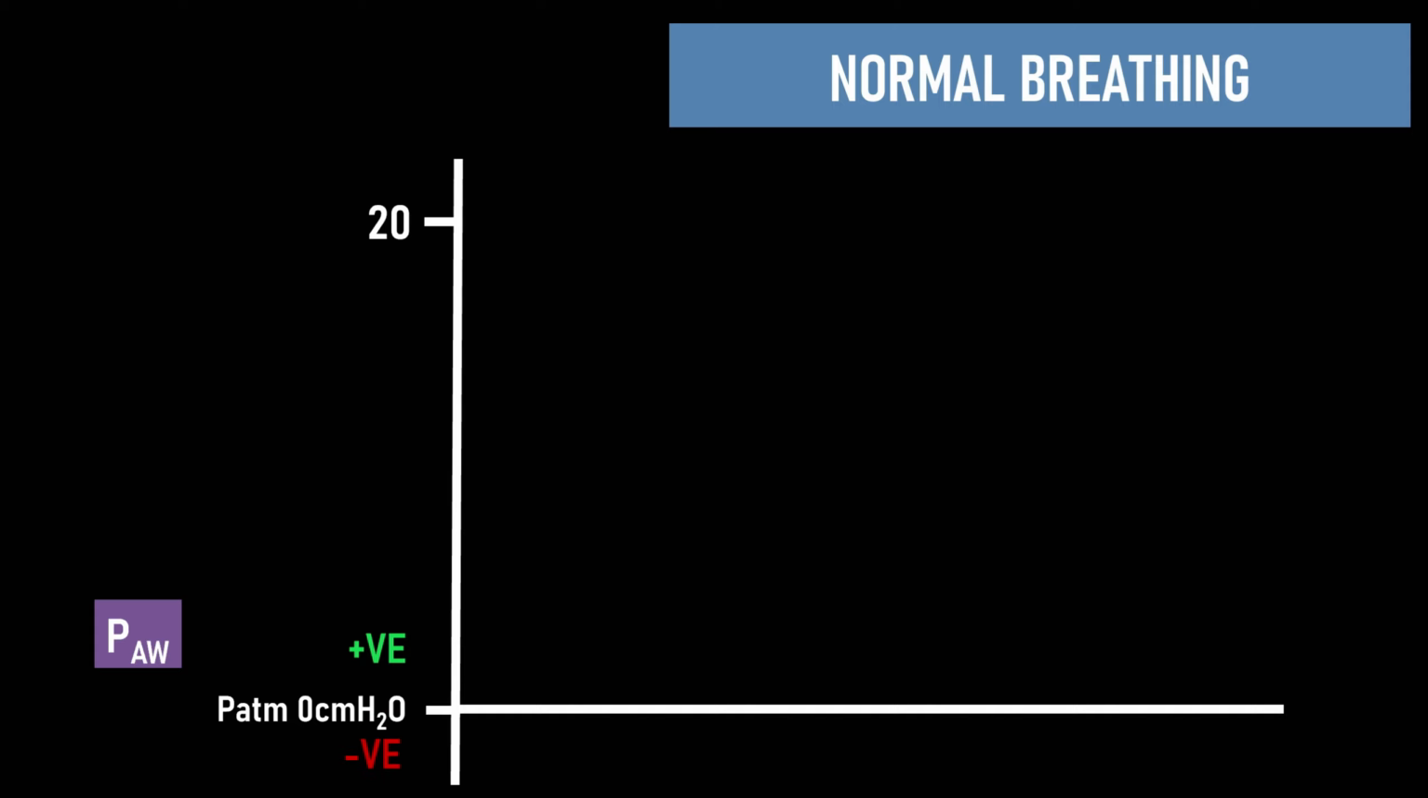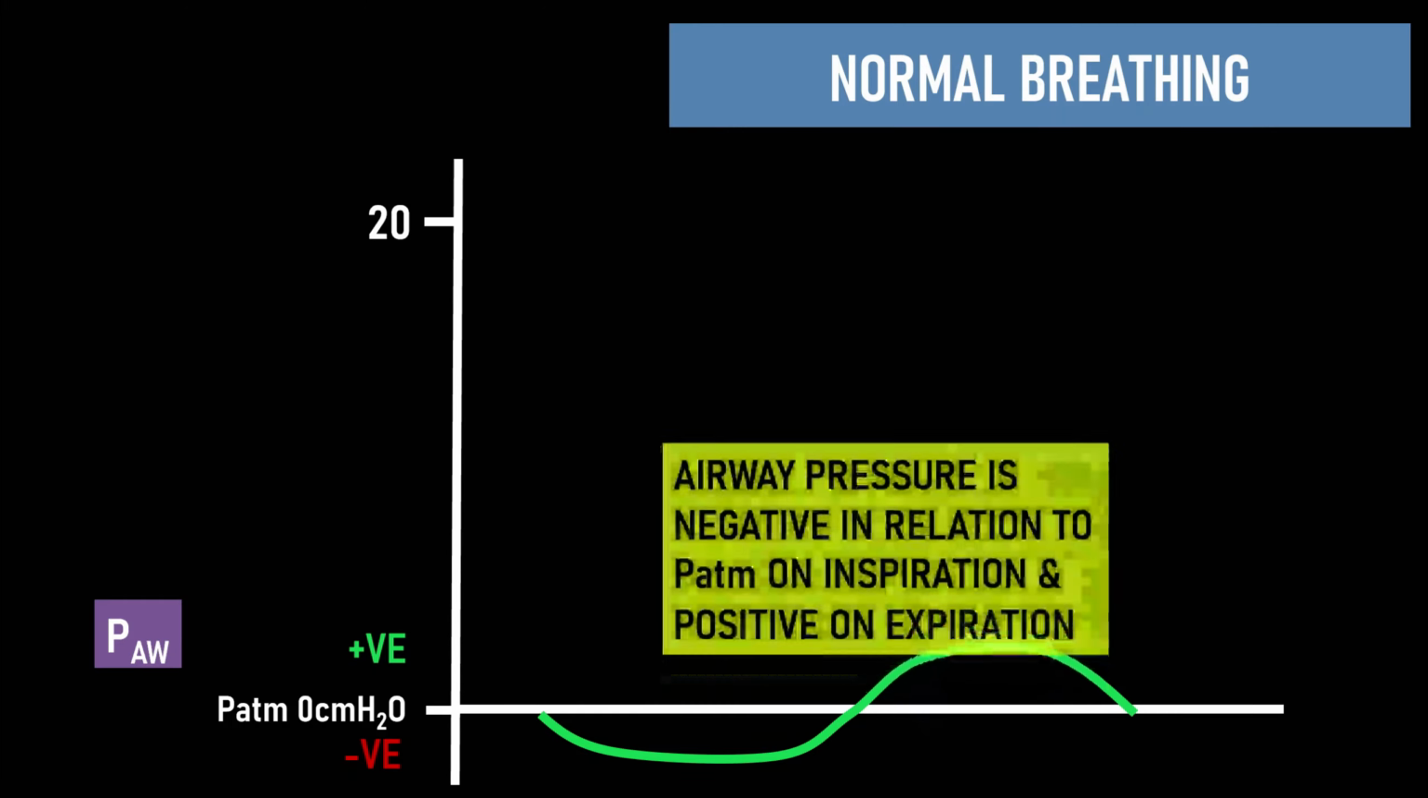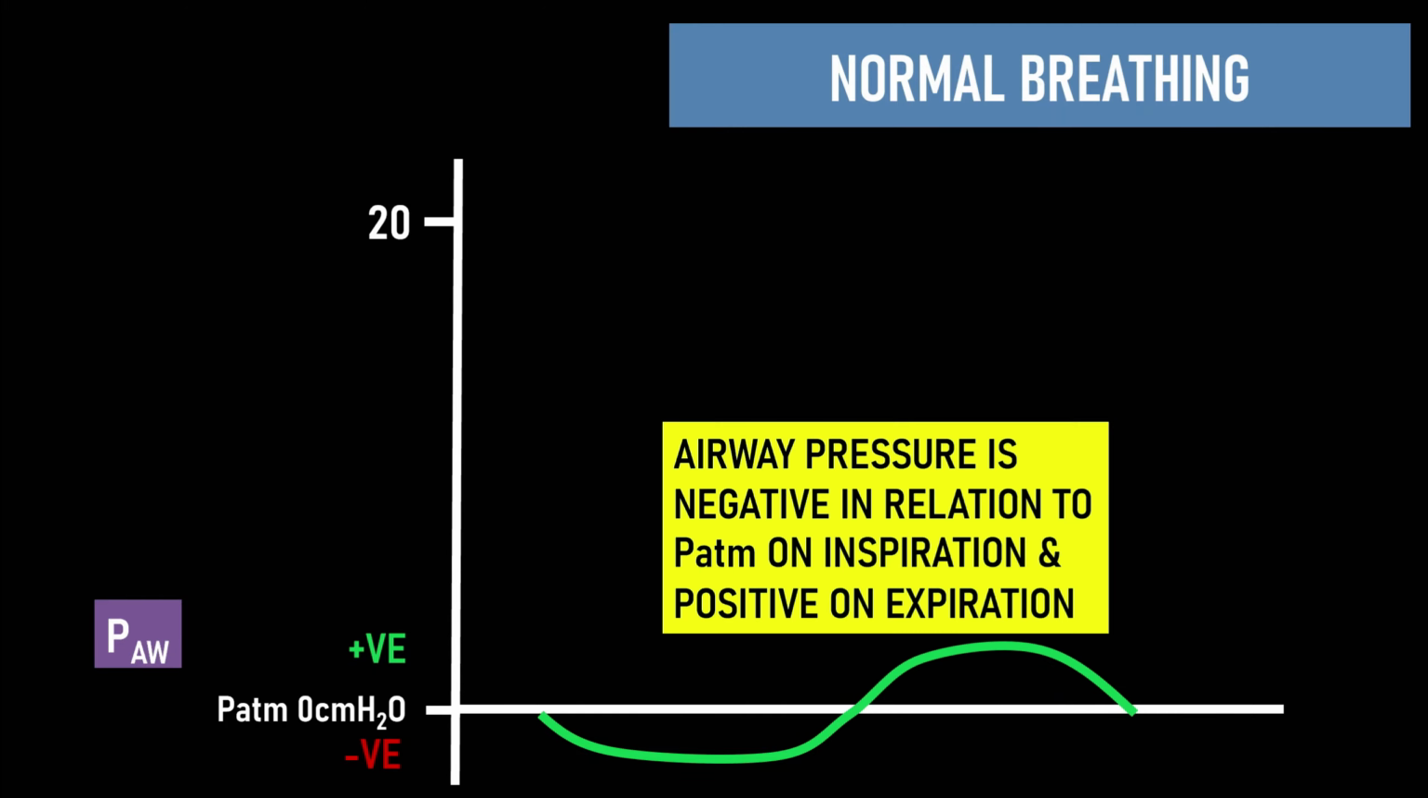When you or I take a breath, our diaphragm descends, and negative pressure is generated in the airway due to pleural stretch, and gas enters the airway until pressures equalize. And then we expire, and due to the elastic recoil of expiration, the airway pressure goes slightly above atmospheric. So the airway pressure is negative in relation to atmospheric pressure on inspiration and positive on expiration.